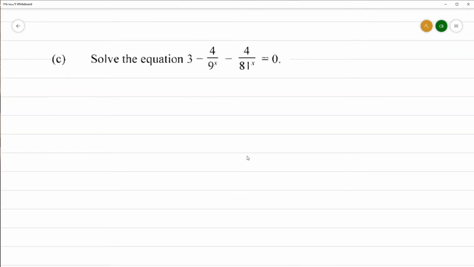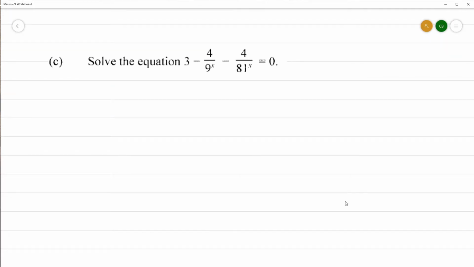Okay, so moving right along, we are now asked to solve this equation. 3 minus 4 over 9 to the x minus 4 81 to the x.